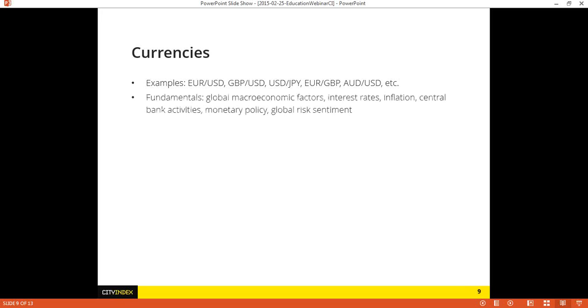So that's how currencies are quoted. Now, what do we look for when we're trading the currencies? From a fundamental perspective, we're looking at global macroeconomic factors: interest rates, inflation, central bank activities, monetary policy, global risk sentiment. I know it's a mouthful, but you're looking at pretty much everything on a macro basis. Whatever happens in the global economies, even political events, global risk, interest rates, inflation, all of this plays into the fundamentals of looking at currencies. It's a lot to look at, okay?